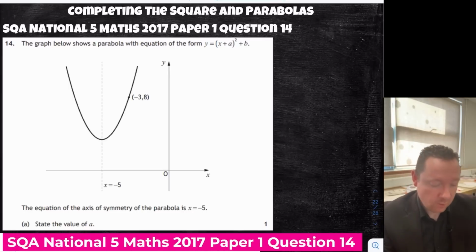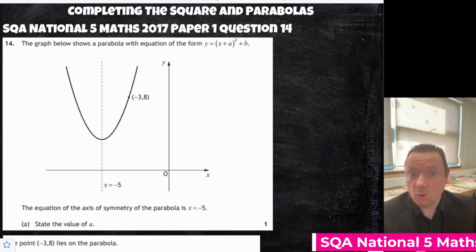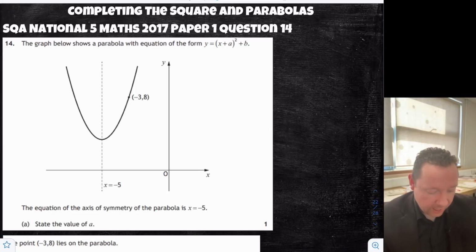Completing the square in parabolas. SQA National Maths 2017, paper 1, question 14. The graph shows a parabola with the equation of the form (x + a) squared + b. That's called completing the square, remember. The equation of the axis of symmetry of the parabola is x equals minus 5, as shown. State the value of a.